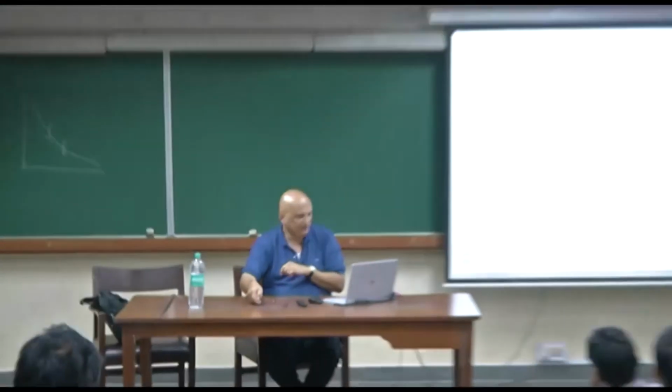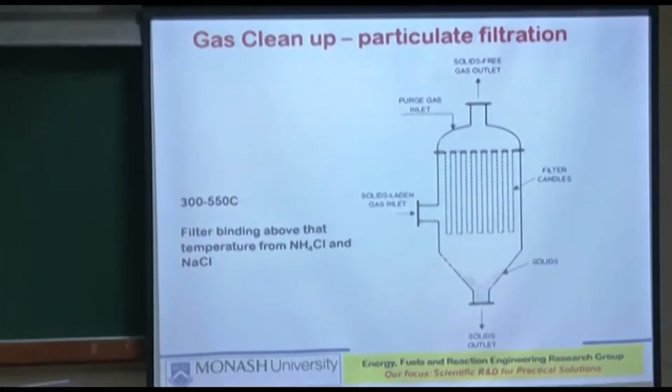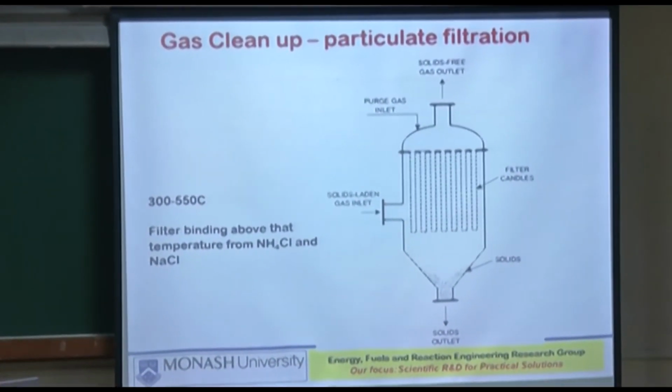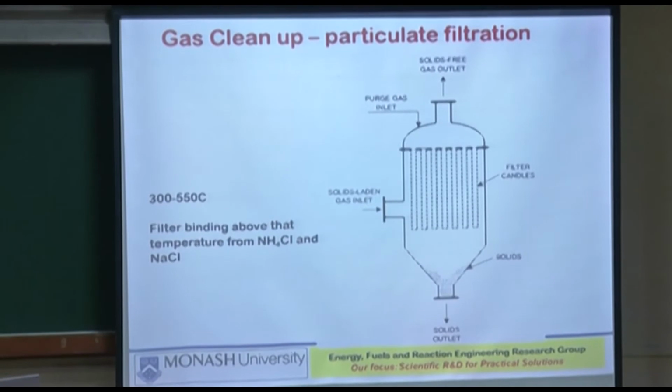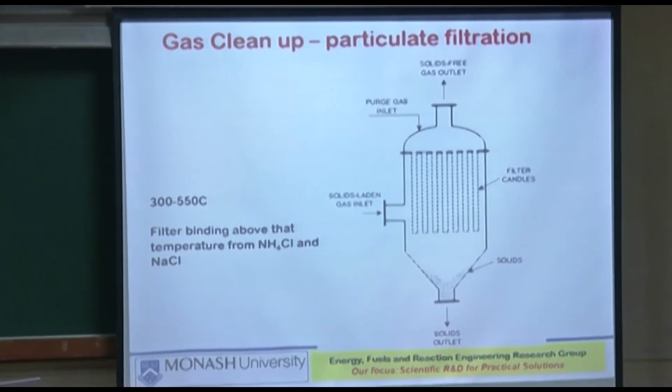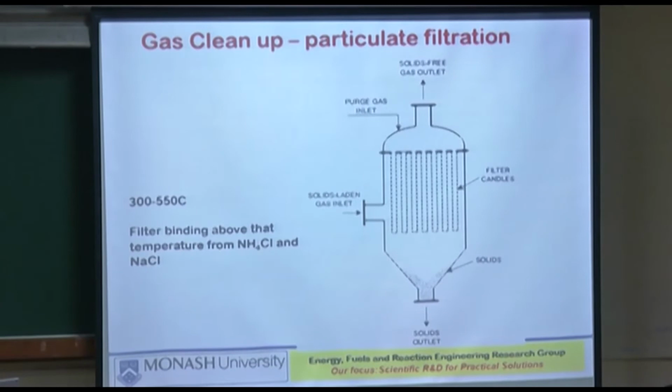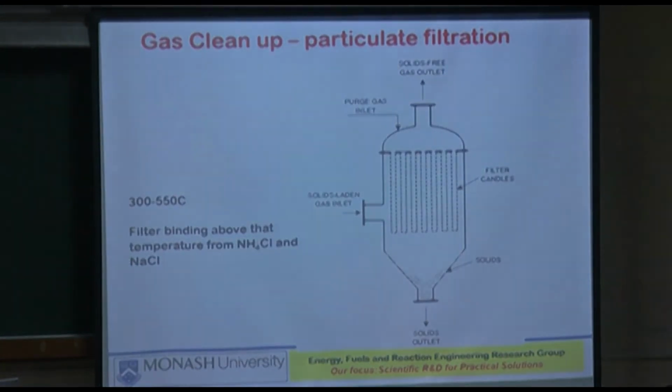So here is an example of how the filter candles are arranged. To some of you this may be known. It's a cylindrical vessel with a throat at the bottom, a conical section at the bottom. The gases come from the left side, and then they go through the surface of the candles, which are essentially hollow tubes, but with very, very fine pores.